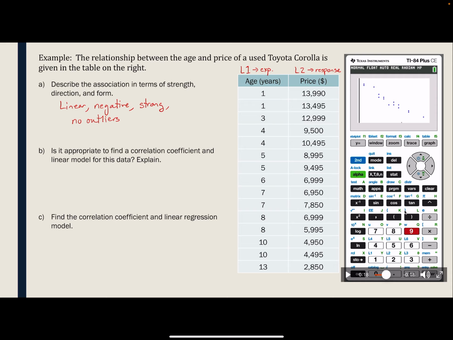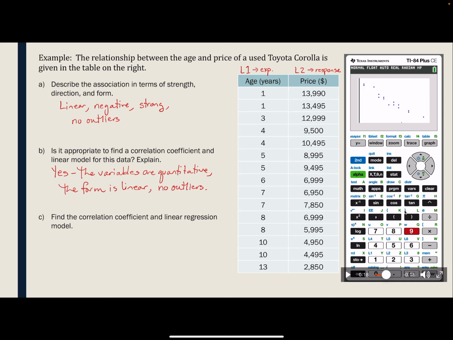Part B says, is it appropriate to find a correlation coefficient and linear model for this data? This is where we're checking the conditions, and we would say yes. The variables are quantitative. The form is linear. It's not even reasonably linear, this is very linear, and there are no outliers. Okay, so the conditions have been met.